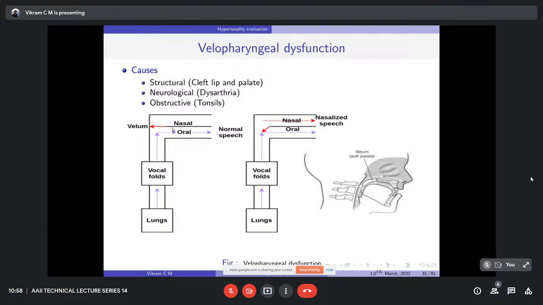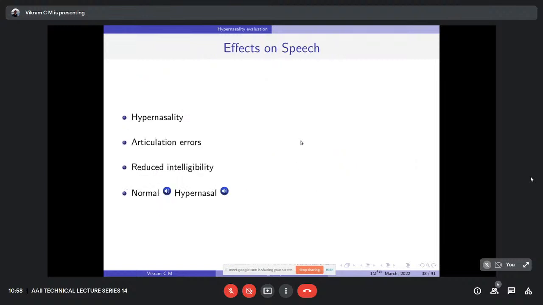One more thing is the tonsils. Suppose you have some tonsils in the speech production path, that also affects the speech production quality. As I explained, speech becomes nasal, and most of the time we get a lot of speech production or pronunciation errors. Overall, we get some reduced intelligibility.